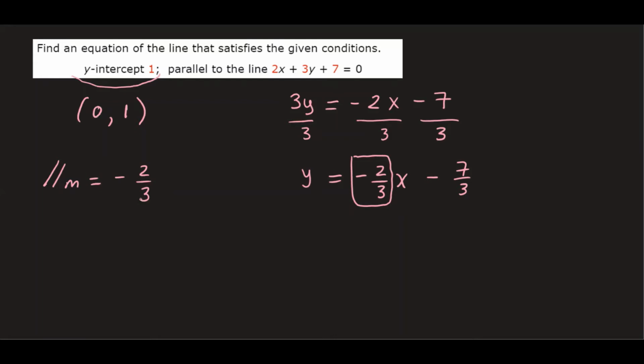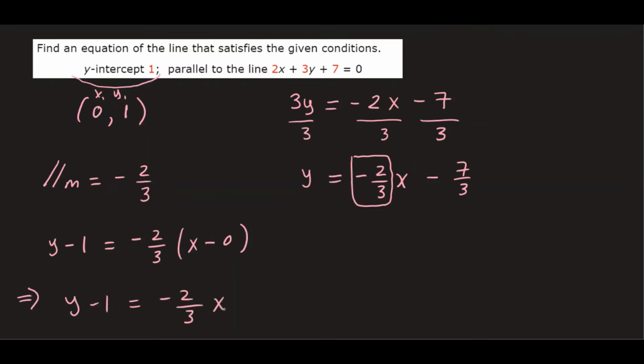And then the point we have, we can label them again, x1, y1, and then using the point slope form, we write out the equation, y minus y1, which is 1, is equal to m, that's -2/3, times x minus x1, which is 0. And then just rewriting it nicely, we have the following equation, y minus 1 is equal to -2/3 x, because -2/3 times 0 is 0. So that's one way we write the equation of the line in point slope form.